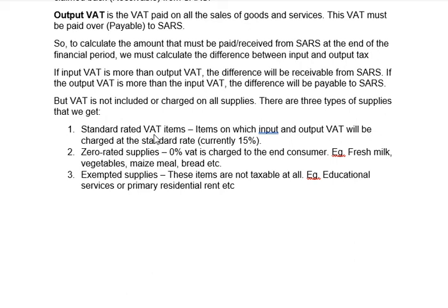Another one that will be exempt is salaries and wages. We don't pay VAT on those. So that's the three types of supplies that we get. All the items that we buy or sell must fall within one of these categories, so we know whether we can calculate VAT or whether no VAT should be calculated on those items.